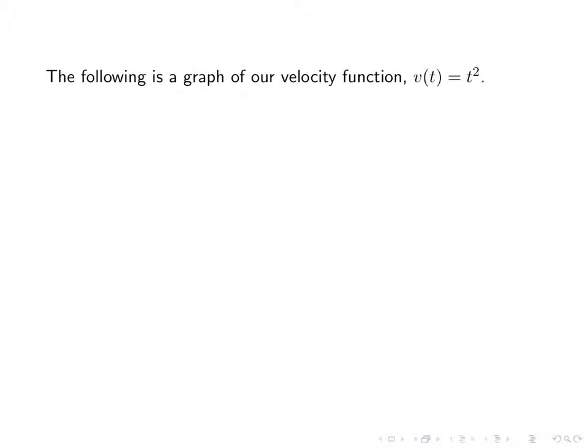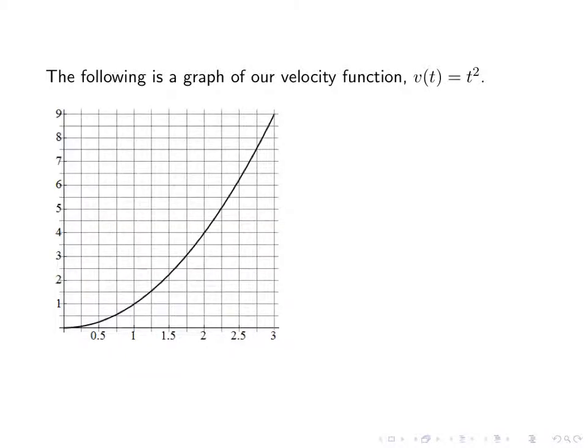So the following is a graph of our velocity function, v of t equals t squared. So it looks like a parabola. Hopefully you've seen the equation f of x equals x squared. So it looks something like this. And I've drawn it from t equals 0 to t equals 3. The height of the function is the velocity.